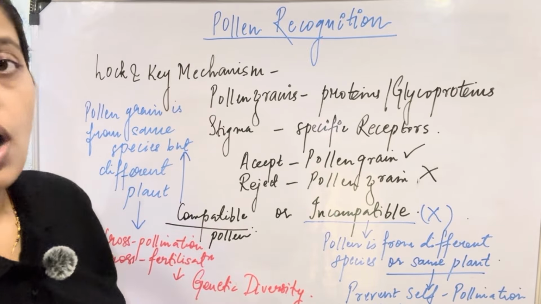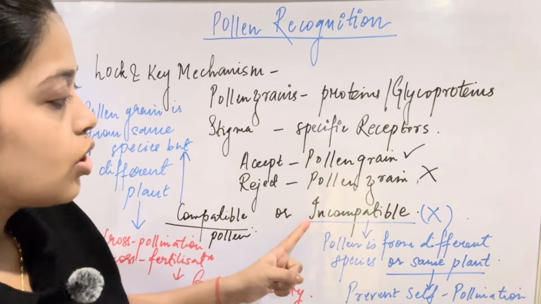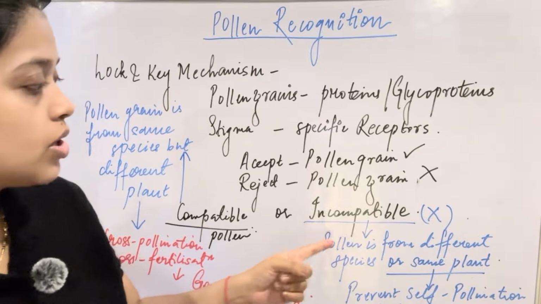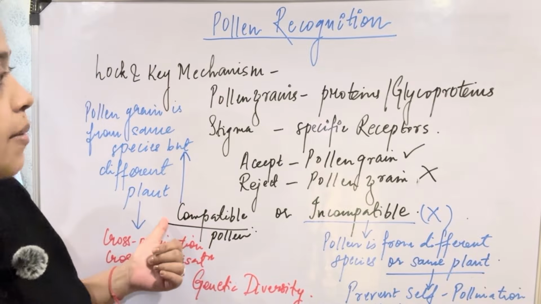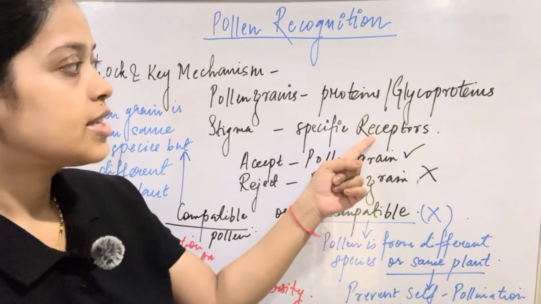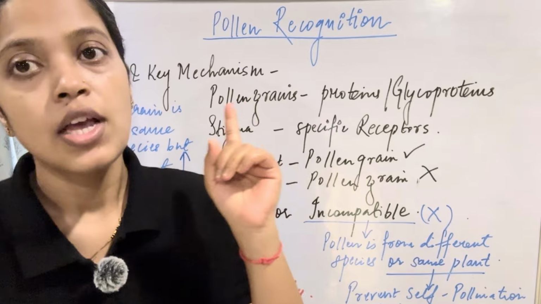That is how the plant always encourages cross pollination over self pollination. That is how the stigma recognizes whether it is a compatible or non-compatible pollen, and if it is compatible, the specific proteins will bind to the receptors and it will allow the next step, which is pollen germination.